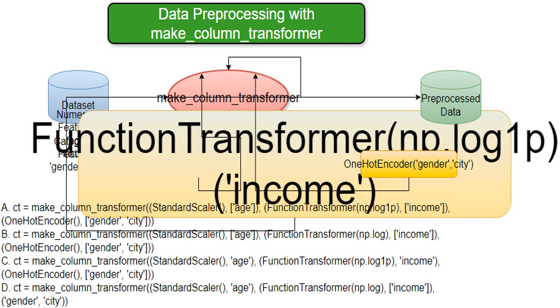I apply a log transformation, using np.log1p, which is log 1 plus x, to the income feature to reduce its range. It's super important to use np.log1p instead of just np.log because np.log1p handles 0 values gracefully, while np.log would cause an error.